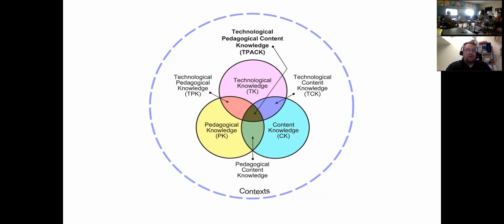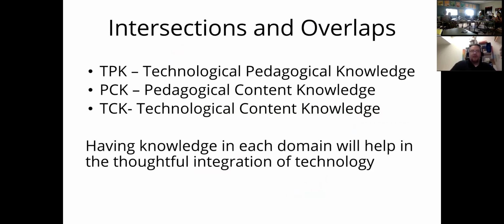And so what Koehler and Mishra decided to look at was, well, what happens when you add technology to the mix? How does that change not just the pedagogy, not just the content, but how does that really overlap with those? And what happens when you do that? And so that's really what TPACK is. It's that understanding of the intersection of technology, pedagogy, and content, and really the knowledge and skills needed to be able to apply those. And here they are.